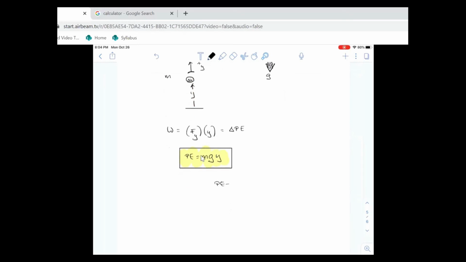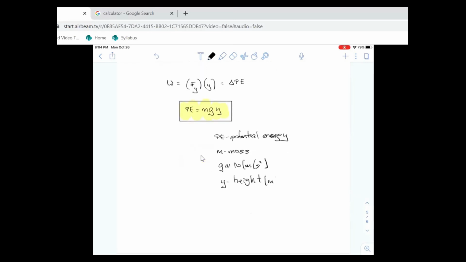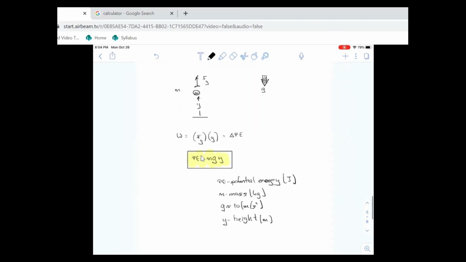All right, so P is your potential energy. M is the mass. Well, we know what g is, roughly about 10 meters per second squared. And this is your displacement, in this case the height. This is going to be in terms of meters, kilograms, joules. So that's what we got. So we got the potential energy. It's going to be related to height. Okay, so potential energy is going to be related to height.